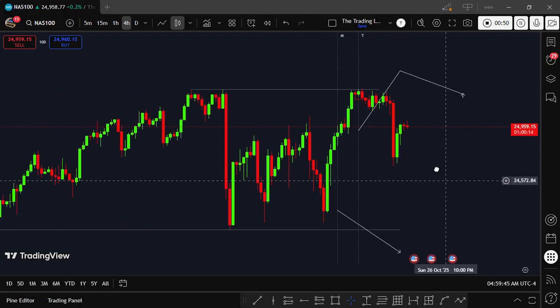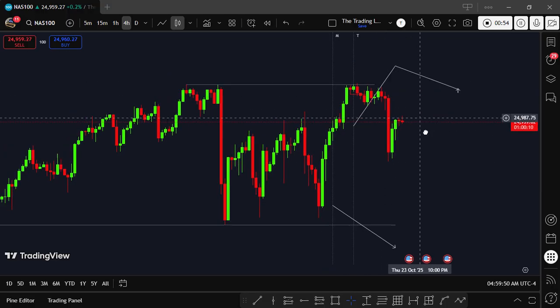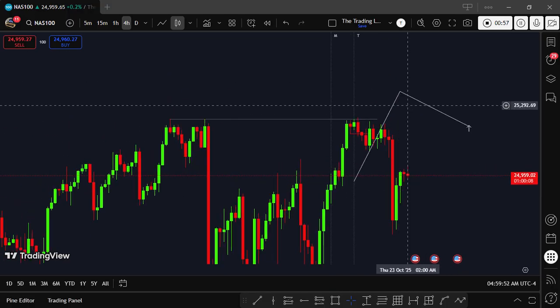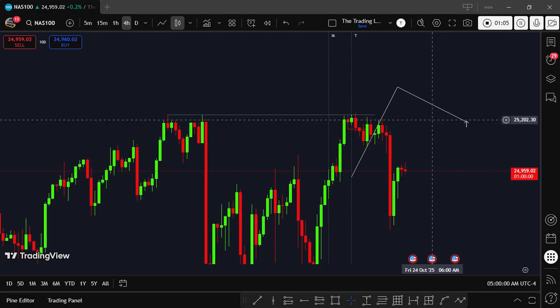Remember, we do not predict, we only anticipate with these arrows I drew in the last video. So I am going to attach the link to the previous video so you can watch and see how we anticipated this move. So here is a 4-hour time frame, and let's switch to the 4-hour time frame.